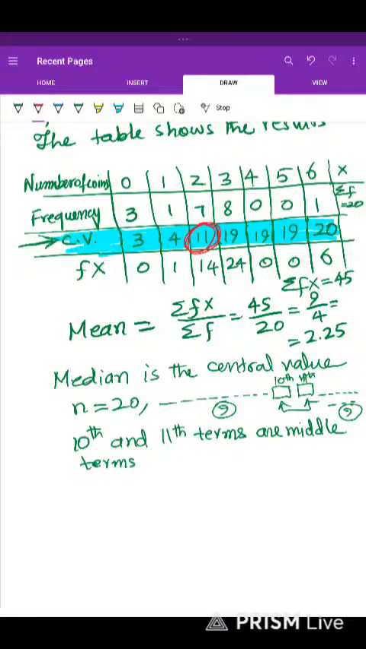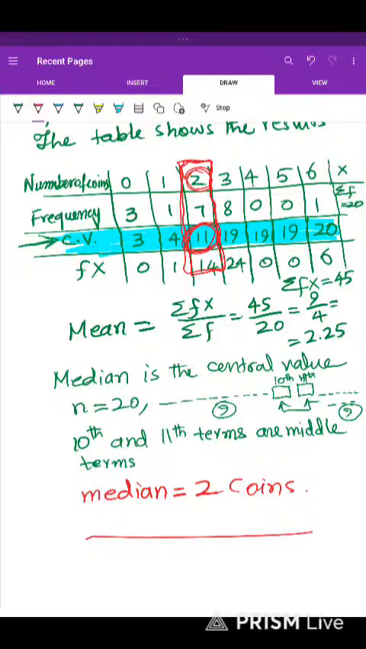The first contains 3 values only. The next contains up to 4 values. And the next contains up to 11. So it means that the 10th and 11th values are included here. The red column includes the 10th and 11th values. So what is the number of coins here? The number of coins is 2. So the median, the central value of the data, is 2 coins. This depicts the center of the data.